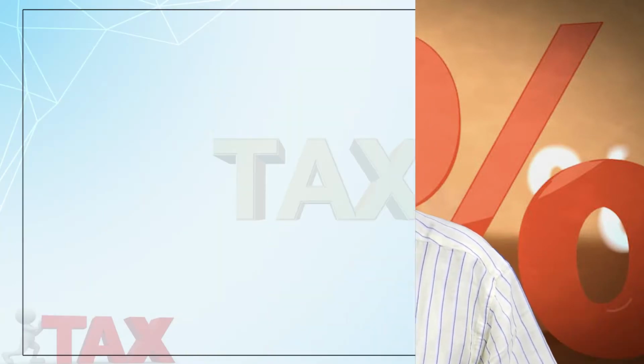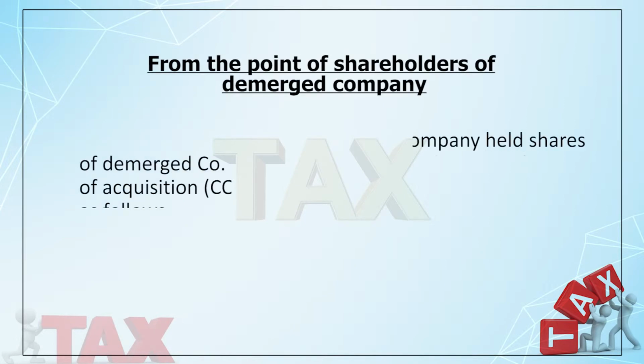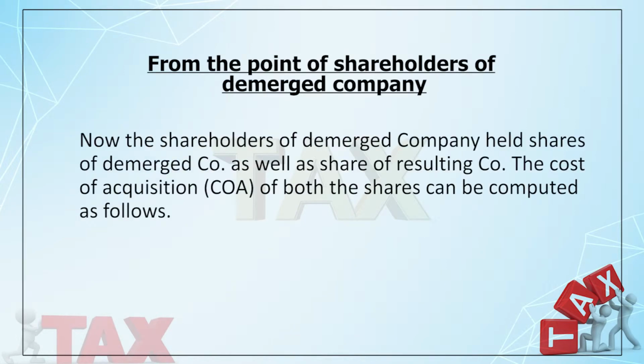Now the very interesting problem is, what is the cost of acquisition? Because I paid for the A Limited shares, I didn't pay for the B Limited shares. Whenever I have got 2 shares, I might sell these shares in future. So for that purpose, I must know my cost of acquisition. Otherwise, I cannot compute the capital gain tax, right? So now, how will you do that?